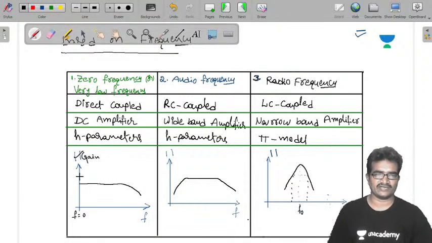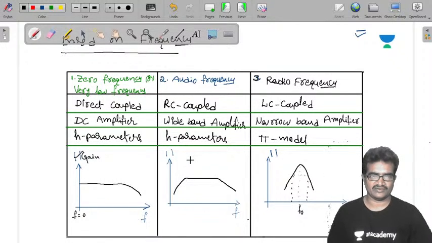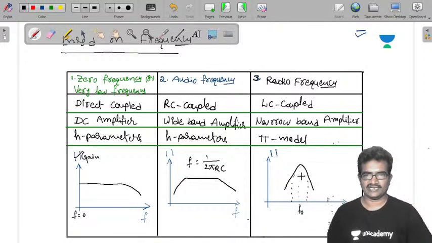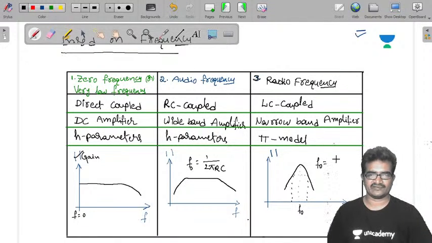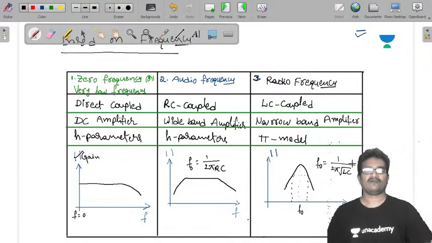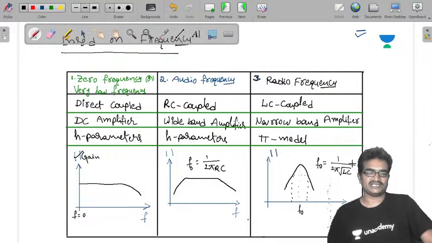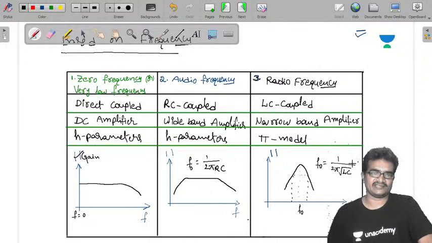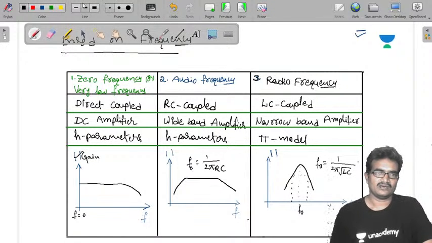It starts from 0 also, and the cutoff frequency is given by 1 by 2 pi RC, because it is RC coupling. You can calculate the frequency using this equation. For the central frequency, f0 is 1 by 2 pi root LC. This is the first classification based on frequency. Now I'm going to the second classification.